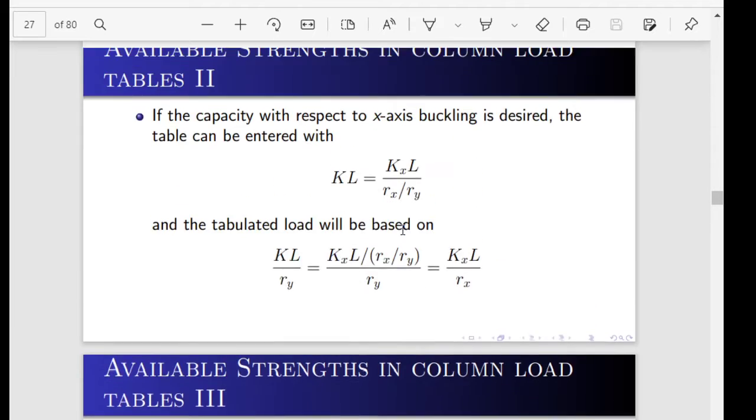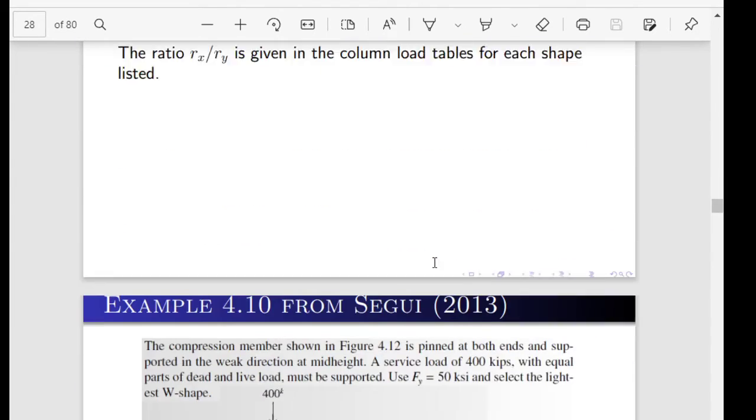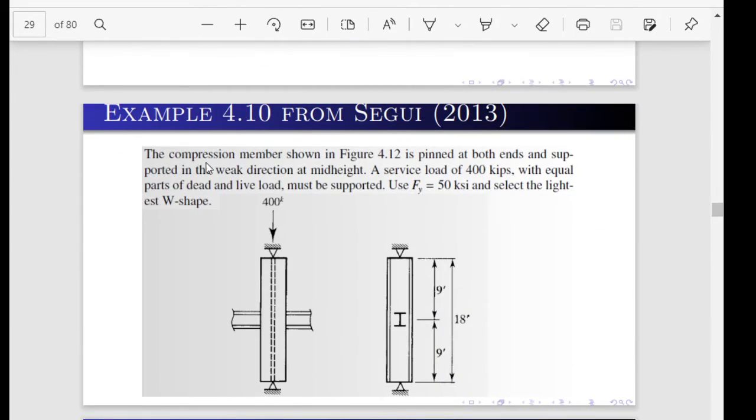To better understand this, we have this example. The compression member shown in the figure is pinned at both ends and supported in the weak direction at mid-height. A service load of 400 kilopounds with equal parts of dead and live load must be supported. So equal parts of dead load and live load means 200 dead load and 200 live load, which is 400. Use Fy equal to 50 ksi and select the lightest W shape.